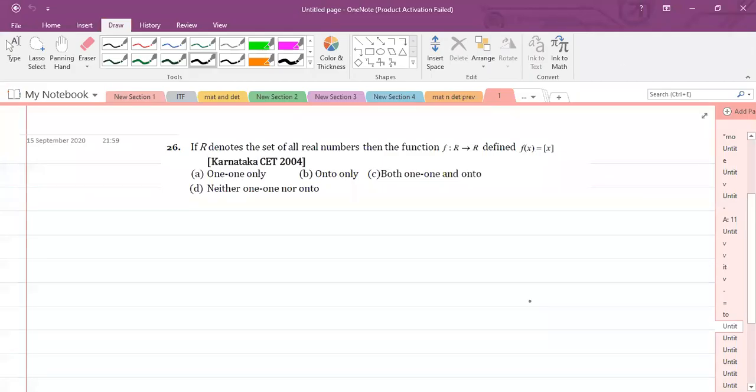In previous class, we have discussed it up to question number 25. So today let us consider from question number 26 onwards.